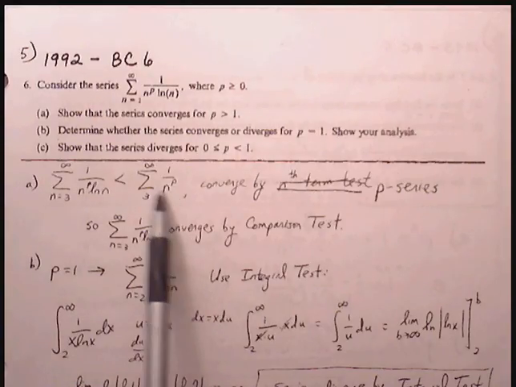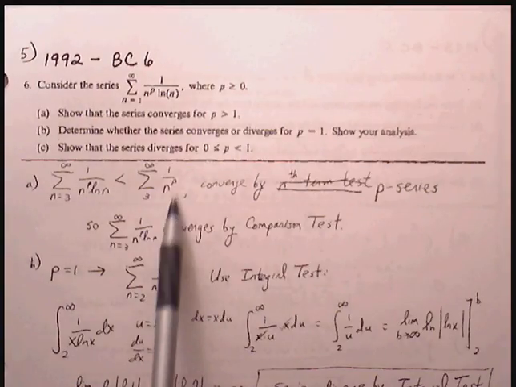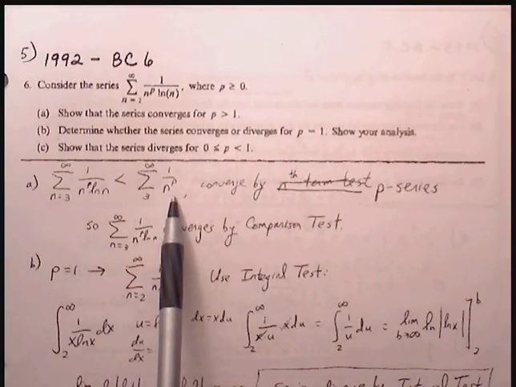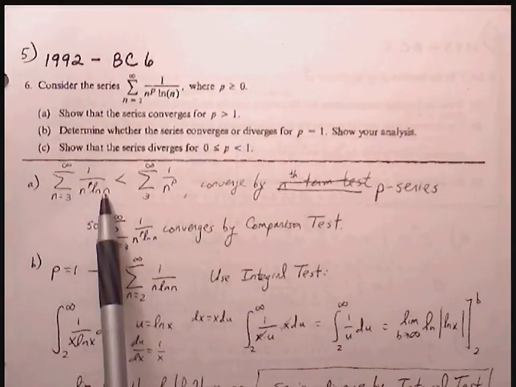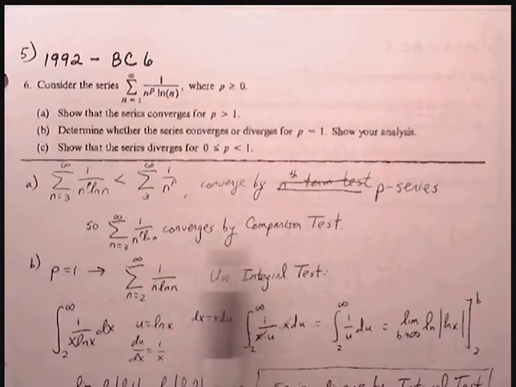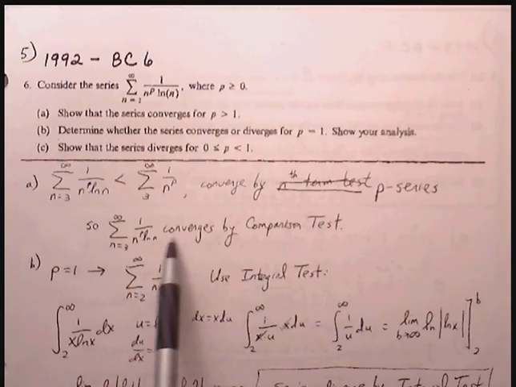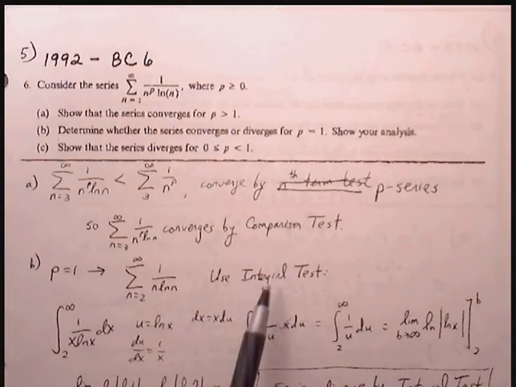And this fulfills the condition for comparison test, where if we know that a known series is converging, then anything less than that converging series must also converge as well. So we can say that 1 over n to the p natural log of n converges by direct comparison test.